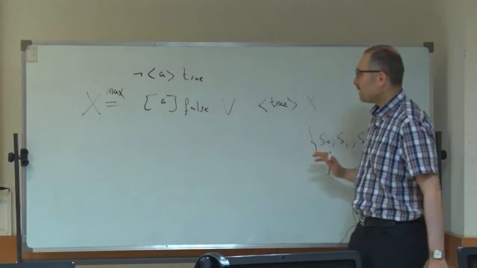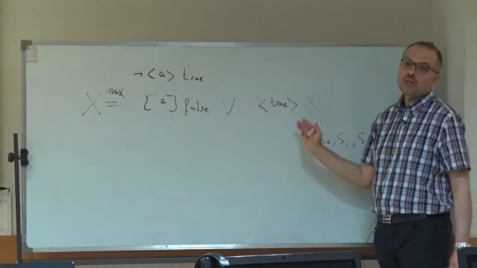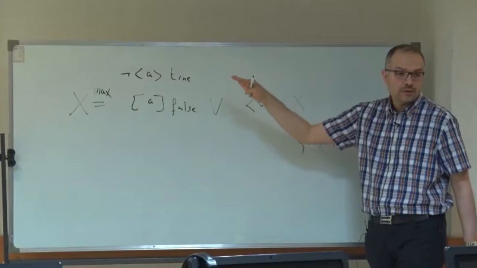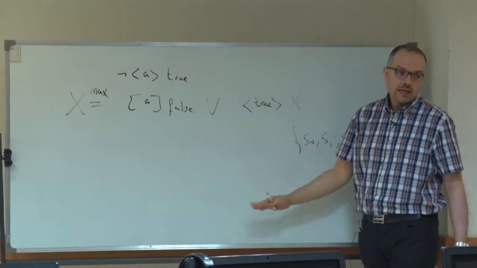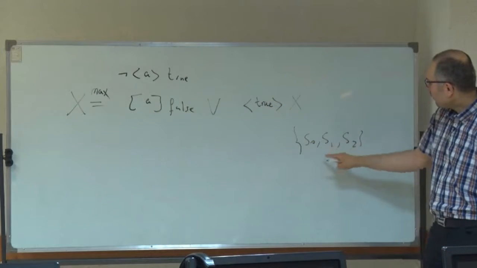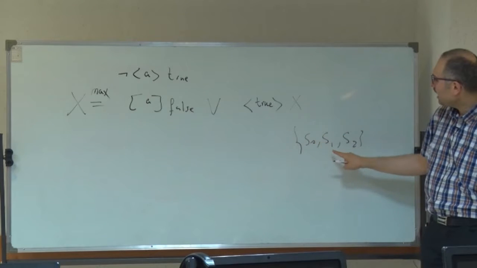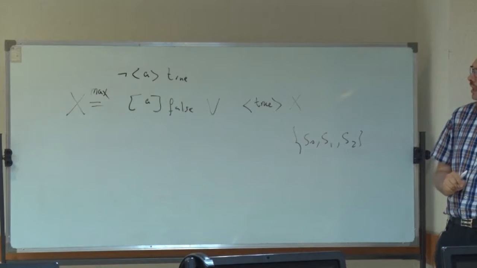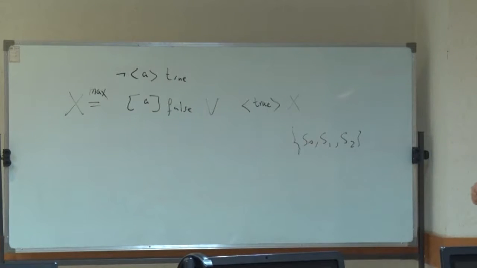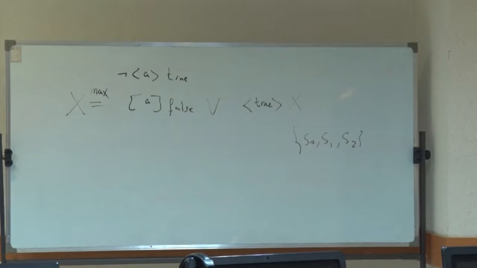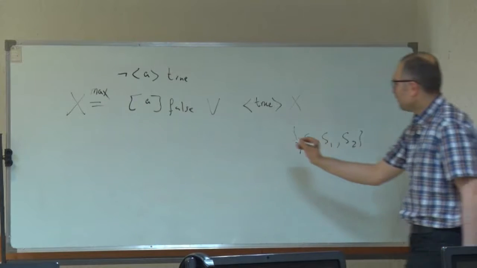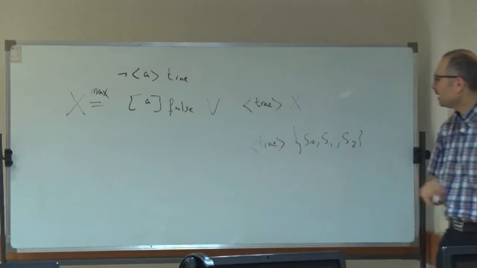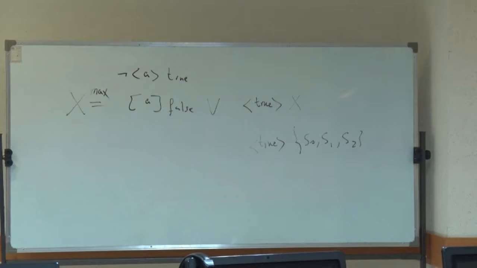If what comes out is the same as what I put in, then that's the maximal fixed point. Otherwise, I iterate a few times. Because this is finite, I only need to iterate a finite number of times, and then I reach a fixed point, right? So from which state can I do something and end up in S0, S1, and S2? What is the result of this?